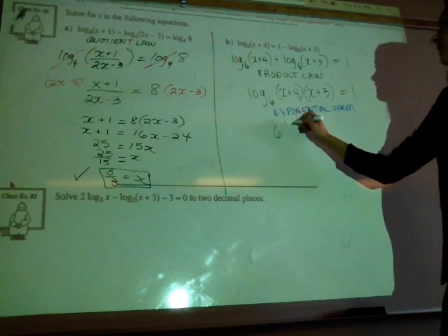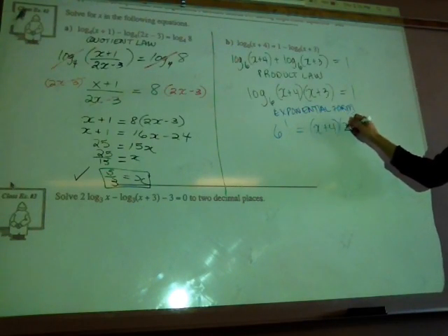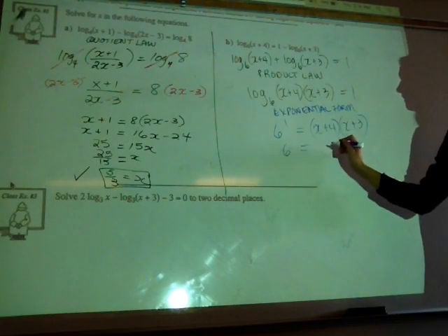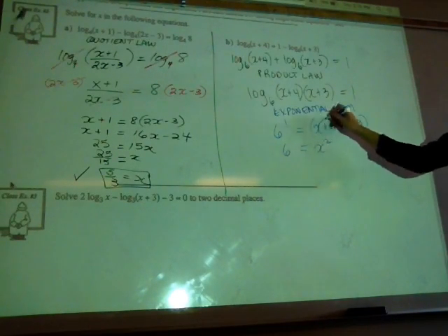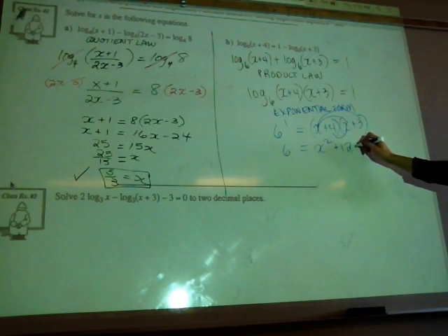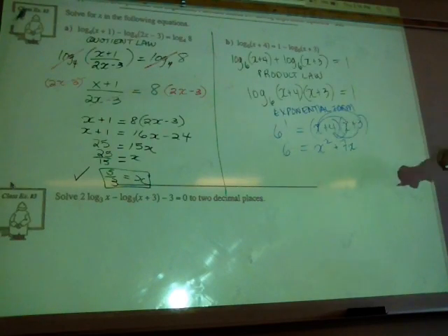So I get 6 to the power of 1 equals my argument, x plus 4 times x plus 3. Then let's expand by FOILing. We get x squared, 3x plus 4x is 7x, sorry, and 4 times 3 is 12. That's where the 12 came from.